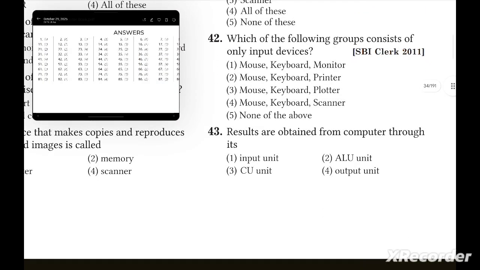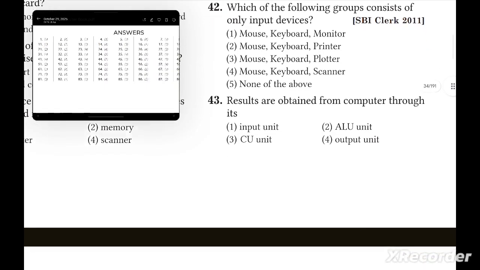Next, which of the following groups consist of only input devices? First, mouse, keyboard, monitor. Second, mouse, keyboard, printer. Third, mouse, keyboard, plotter. Fourth, mouse, keyboard, scanner. And fifth, none of the above. The correct answer is fourth, mouse, keyboard, scanner.